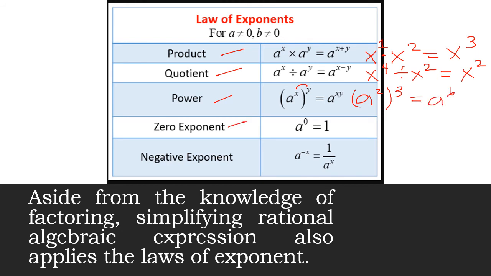Zero exponent, a to the power of 0 is equal to 1. Any number except 0 or any variable raised to the power of 0 is equal to 1. Halimbawa, x raised to the power of 0, that is equal to 1. a to the power of 0, that is equal to 1. Next, negative exponent. So, a raised to negative x is equal to 1 over a to the x. So, kapag mayroon tayong negative exponent, ibinababa lang or itinataas depende sa location ng variable na may negative exponent.